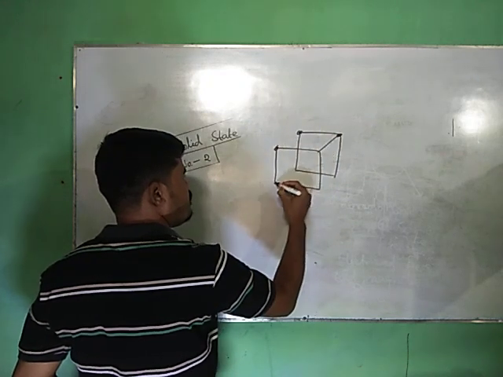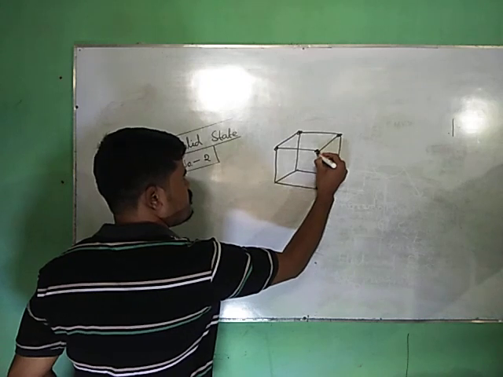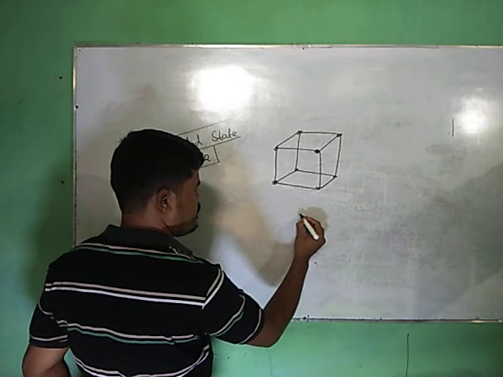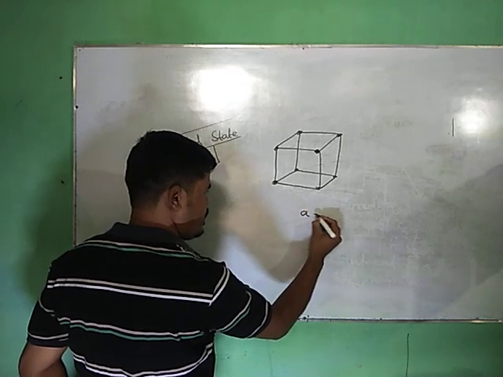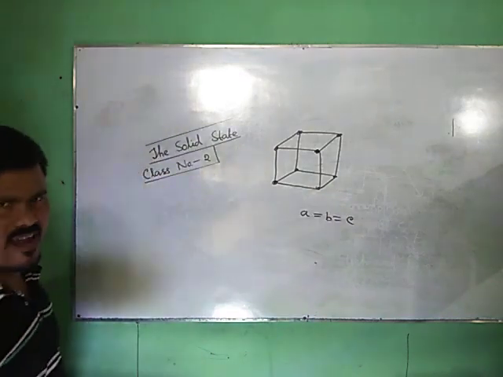Okay, why is it called cubic? Because this shape has the same edge lengths. A is equal to B is equal to C. All the sides are the same in length.